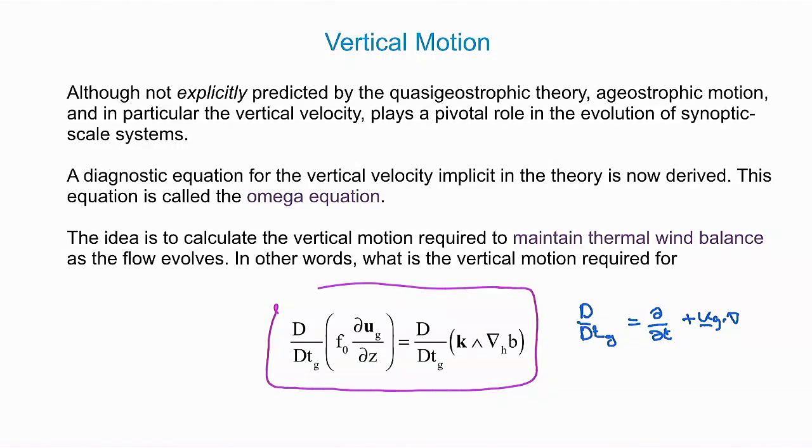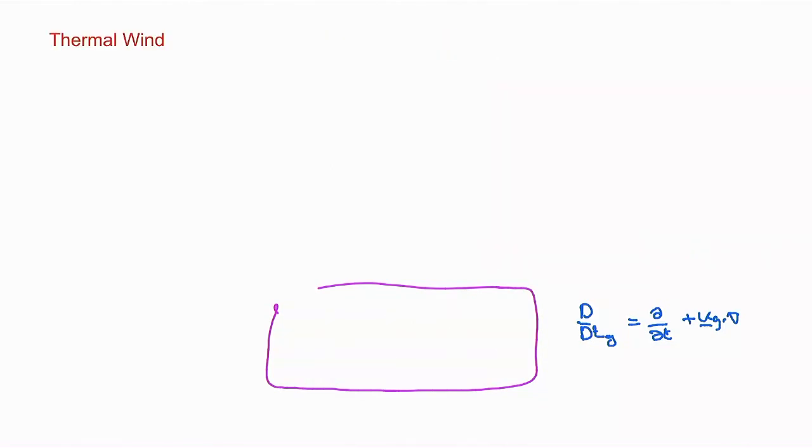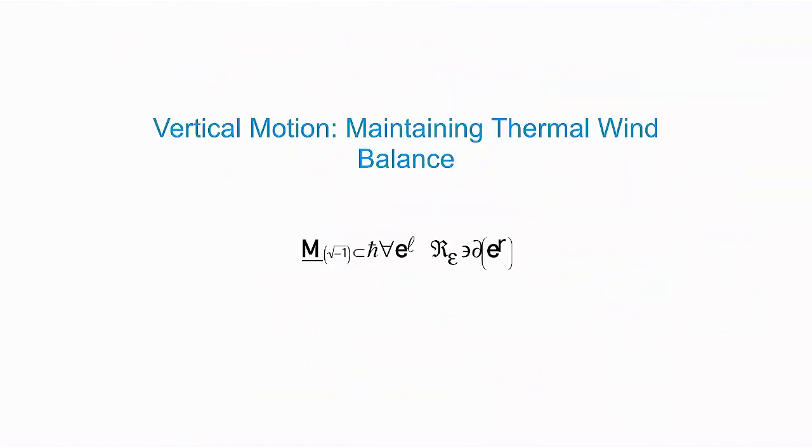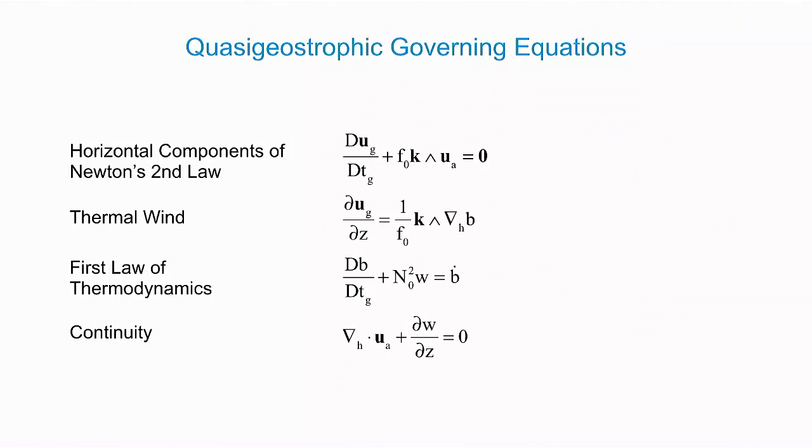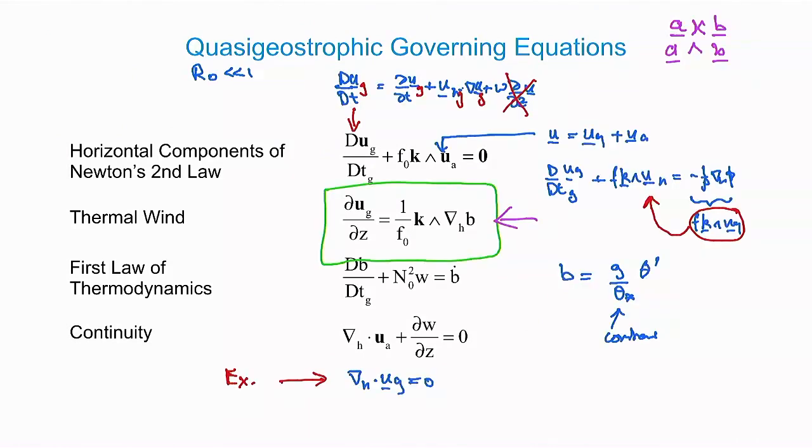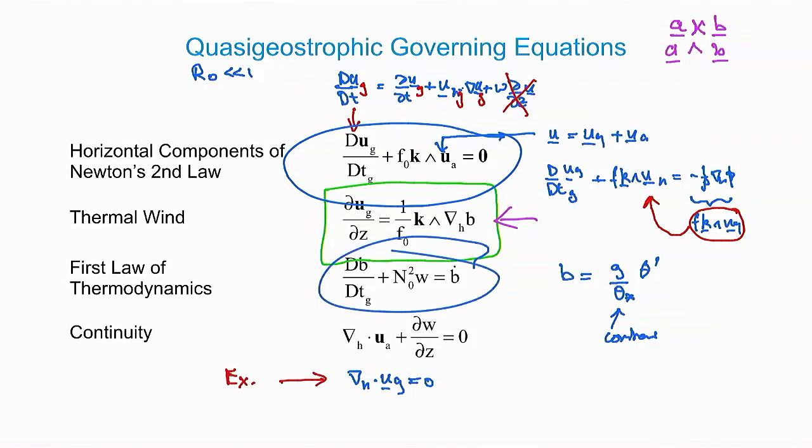So you can see the strategy here. The strategy is go back to the equations of motion. Derive an equation for d by dt of the vertical shear, d by dz of ug. Derive an equation for the horizontal gradient of the buoyancy, or the potential temperature. Use that to bind them together.